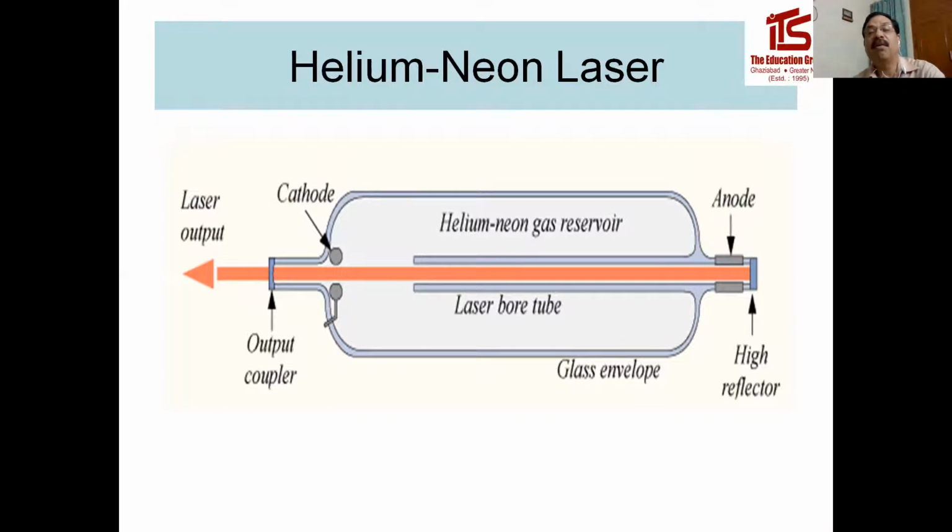The gain medium of the laser is a mixture of helium and neon gases in approximately 9:1 ratio contained at low pressure in a long, narrow discharge tube made of glass. Here, in this diagram, this is a long discharge tube and it contains a mixture of helium and neon in approximately 9:1 ratio.